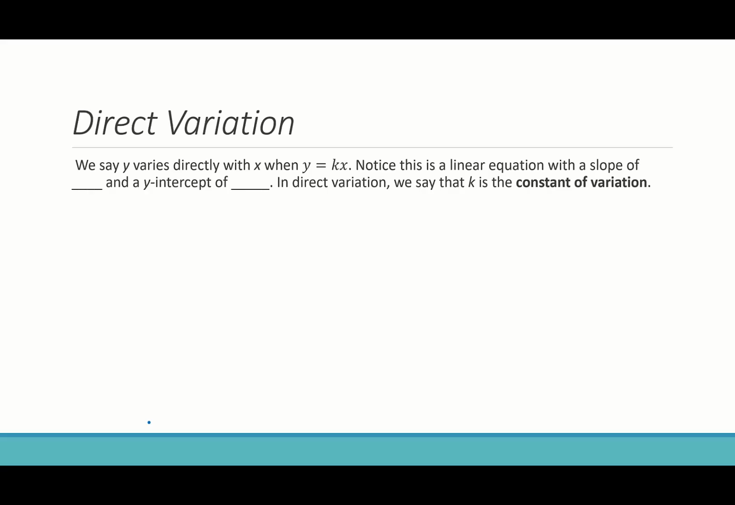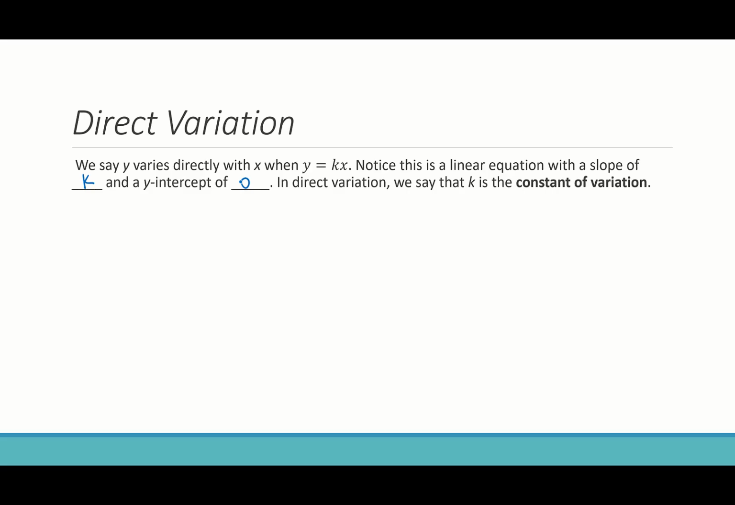First up, we have direct variation. We can say that y varies directly with x if we can write y equals k times x. You might notice that this is a linear equation, and this particular linear equation would have a slope. So remember, the slope is being multiplied to our x, so it's a slope of k, and a y-intercept of, this is written in slope-intercept form, I don't see anything. We would represent that nothing being added with a 0. So this would be a y-intercept of 0.